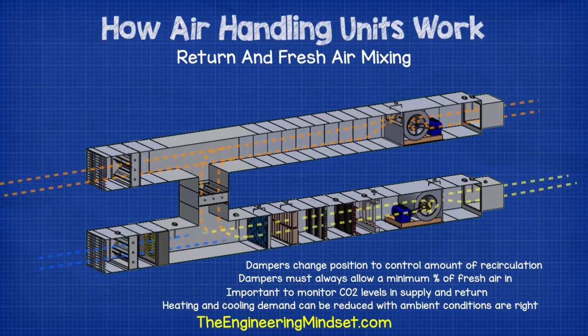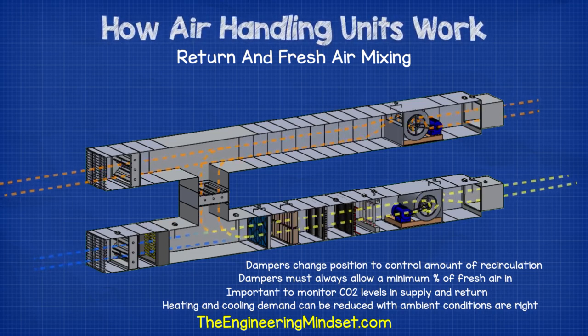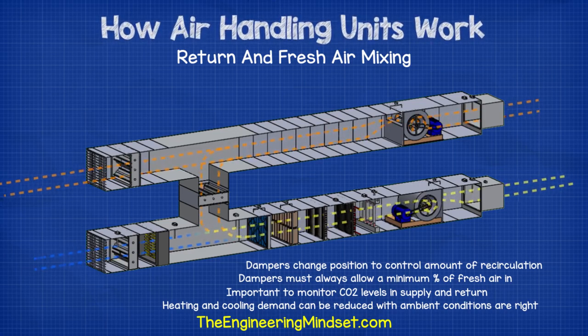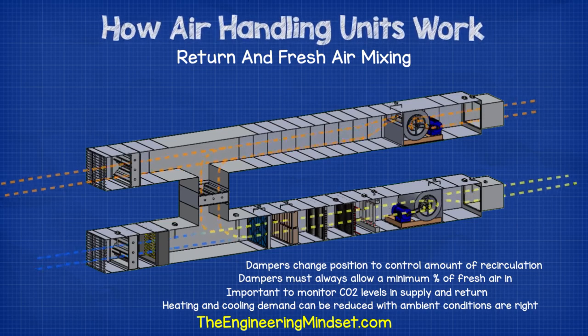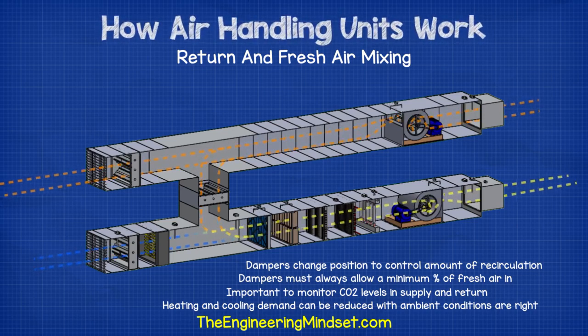If the CO2 level is too high, then the air can't be reused. The mixing damper will close and all the return air will be rejected from the building. When in recirculation mode, the main inlet and outlet dampers will not fully close in this setup because we will still need a minimum amount of fresh air to enter the building.